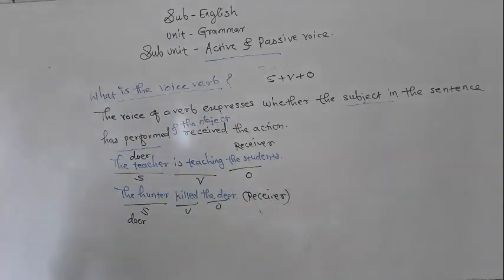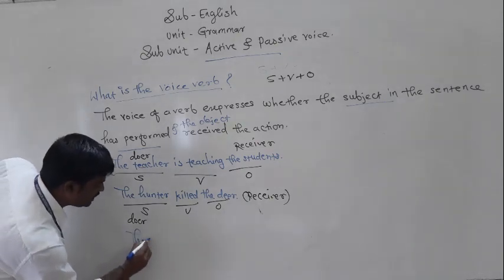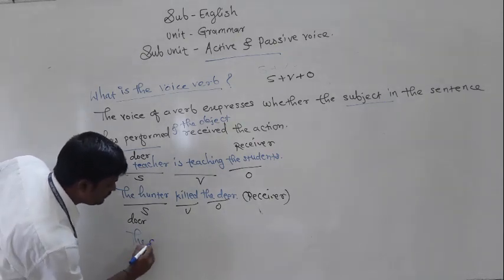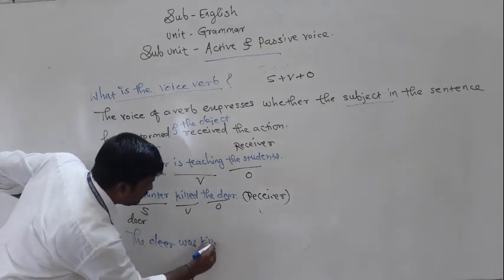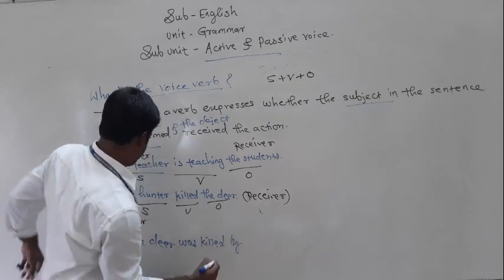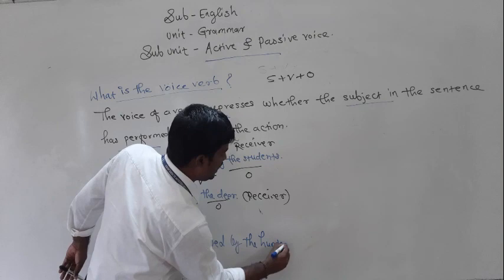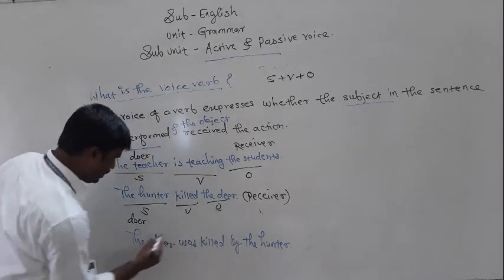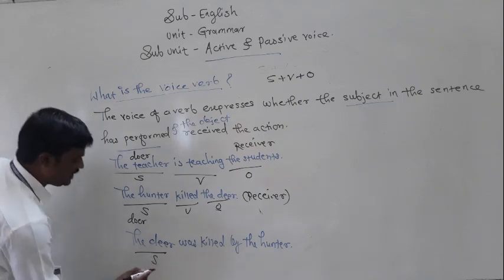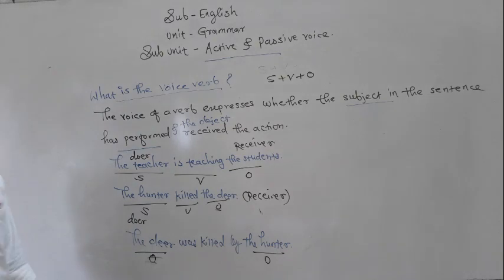See, friends, instead of that, if I write in this way also: the deer was killed by the hunter. What happened here? See here, I have changed the places of object and subject, and the same thing you have to do in active voice and passive voice. While converting from active to passive, you have to do this.